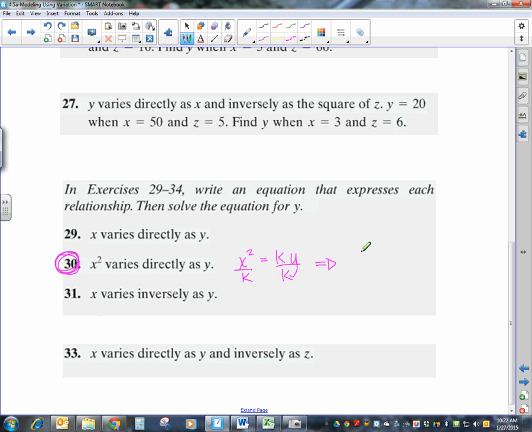And so that tells me that that's not what I wanted. K. X squared over k equals y. So I translated and then I just solved it for y. So you're just getting some extra practice in solving that equation.